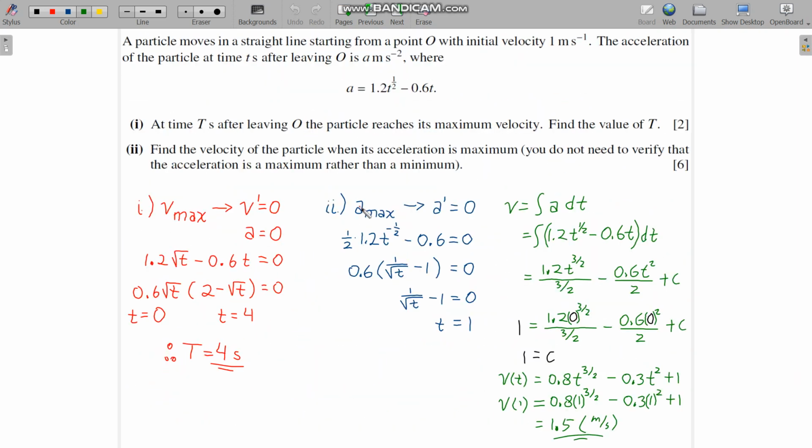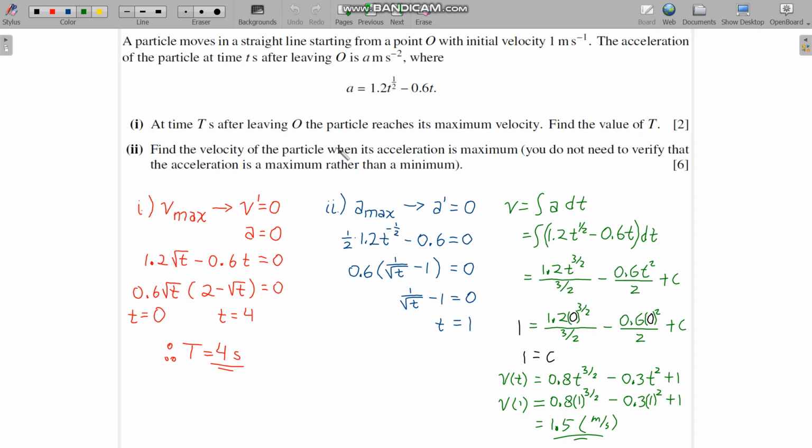Now for calculus questions. The particle reaches its maximum velocity. Maximum velocity means the derivative of the velocity equals 0, so v prime equals 0. V is maximum when v prime equals 0, and v prime is basically the acceleration, and the acceleration function is this. So when this is 0, to the power of 1/2 means square root, we can find the time.